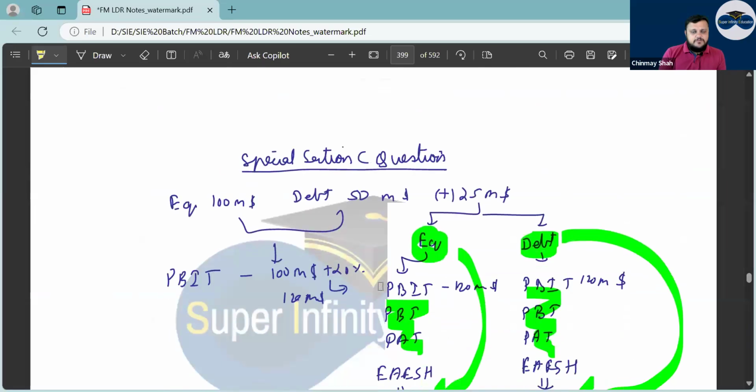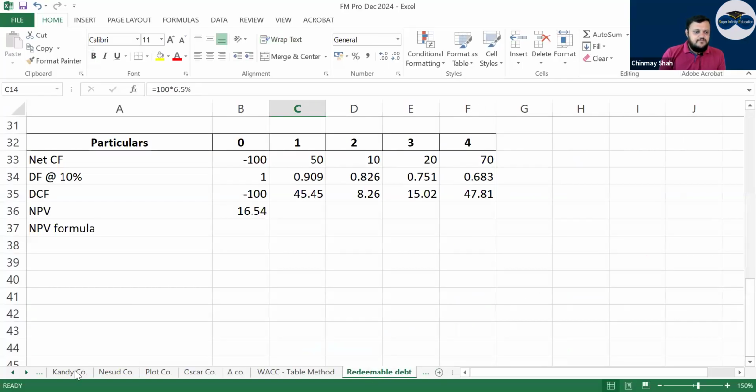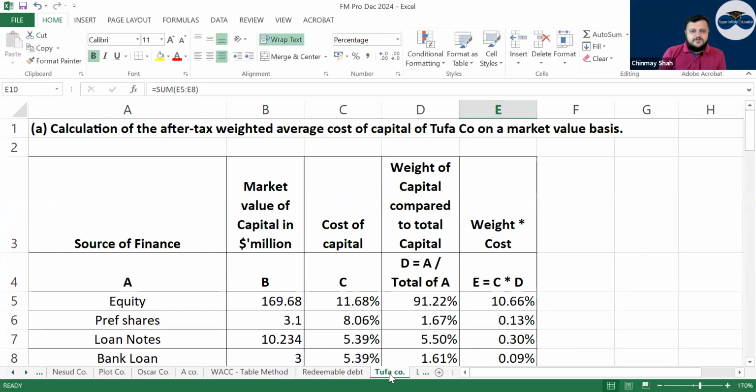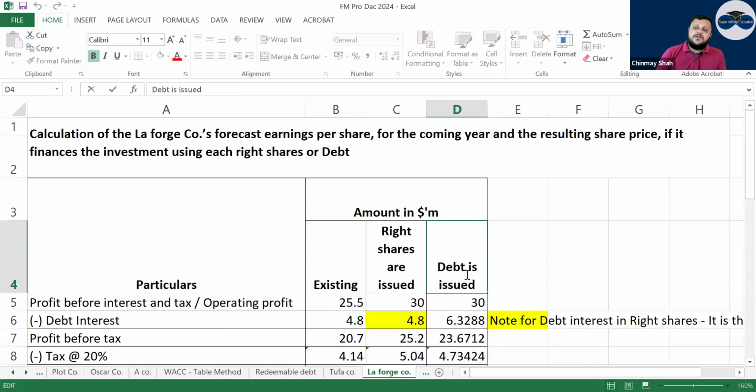Special Section C question that is there. I don't know whether you know this question. One question is there, whether to use equity or whether to use debt. Do you know? Law for a company. What will the company say? That they want to raise funds. They will say they want to raise $25 million. They can do it by two methods, right? They can do it by rights share issue or they can do it by debt issue. Right? Both options are open. So rights share issue and debt issue.